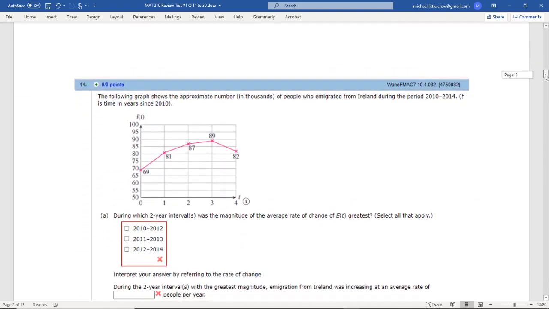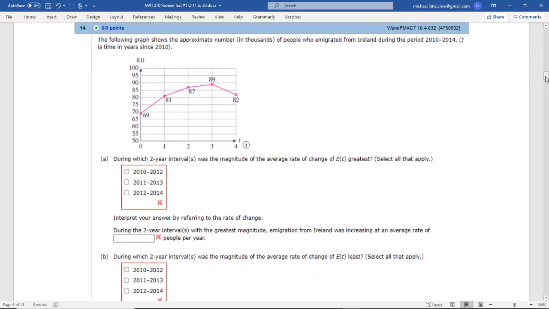14. Here we go. The following graph shows the approximate number of thousands of people who are immigrating from Ireland. I think we may have done something very similar. During which 2-year interval was the magnitude of the average rate of change greatest? What we're doing is looking for which line has the steepest slope. Well, this is a decrease here, so that would be negative. I would say it's steepest right here from 0 to 1, which represents 2010 to 2011. So then, oh, that's not a choice.